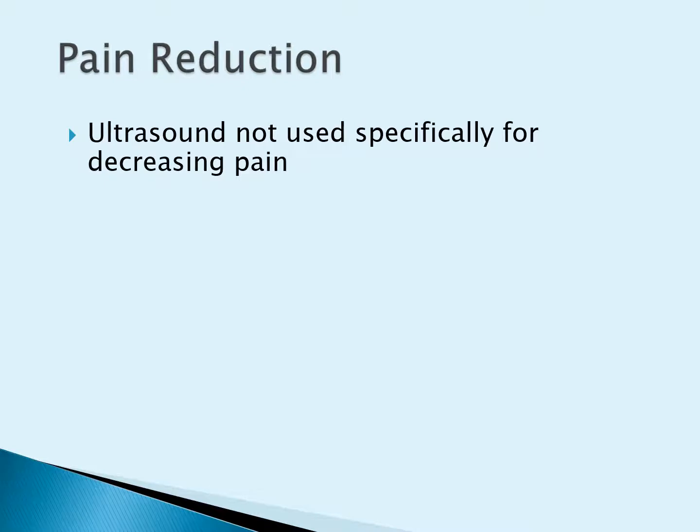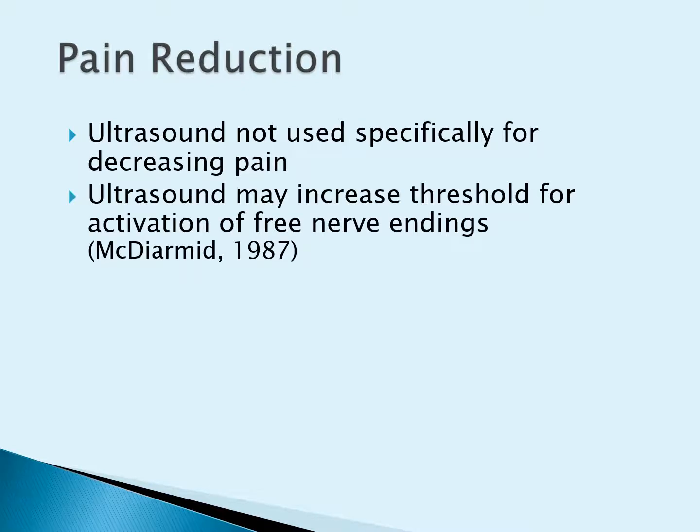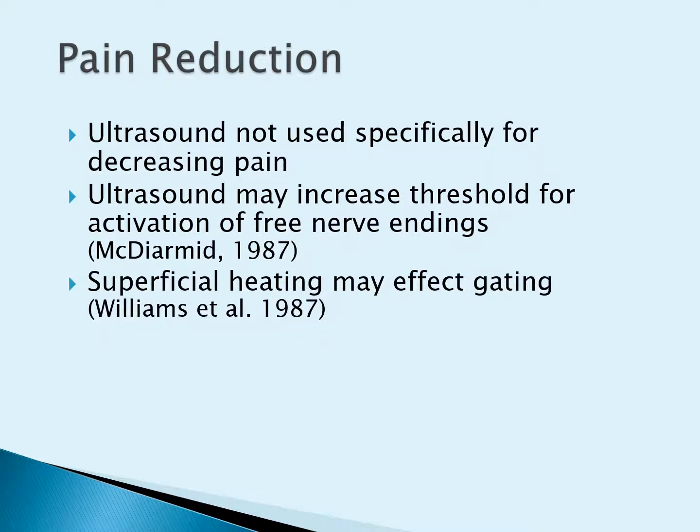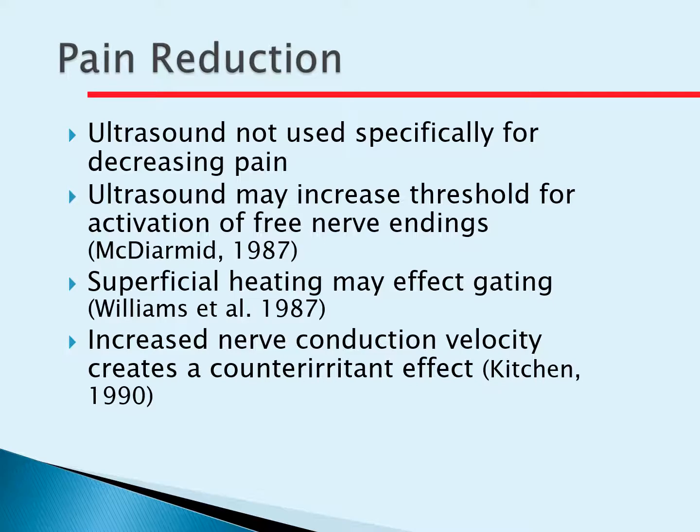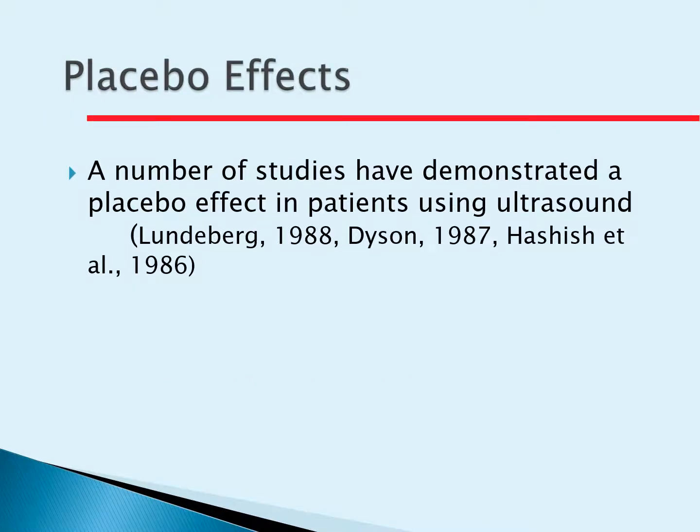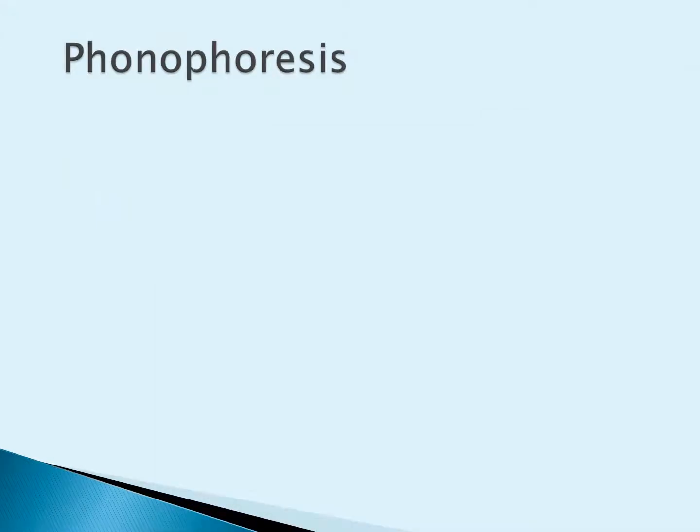Pain reduction. It's not really useful for specifically reducing pain. The thermal effects can help increase the function of free nerve endings, and can either increase or decrease pain as it may affect gating, especially if you use the massage technique while you're doing your ultrasound. It does increase conduction velocity. Again, at the peripheral level, nerves conduct better at high temperatures, whereas at the central level, it typically conducts better at low temperatures. There have been a number of studies that show placebo effect in patients using ultrasound, basically meaning that if the clinician believes in ultrasound, often the patient believes in ultrasound.